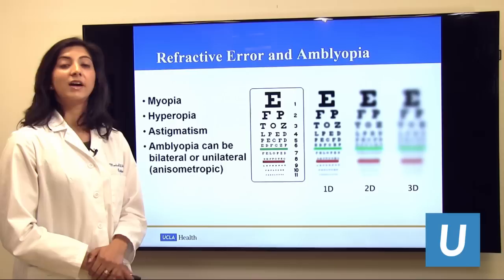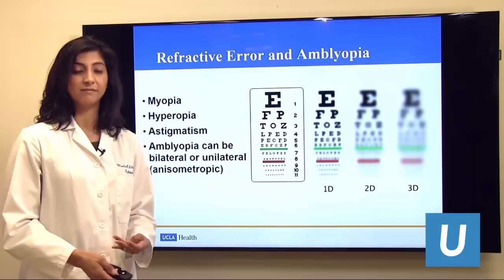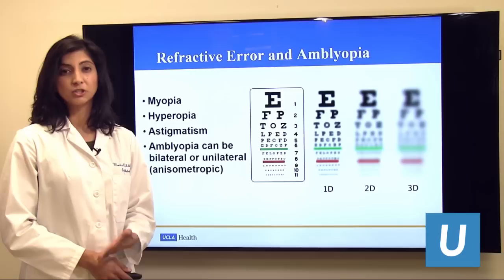Finally, we have refractive amblyopia. Now, refractive error refers to a focusing problem with the eye. In this case, the light still is able to enter the eye and visual information is still able to be sent to the brain, but unfortunately, those images are out of focus and blurred. And the higher the refractive error, the deeper the amblyopia.